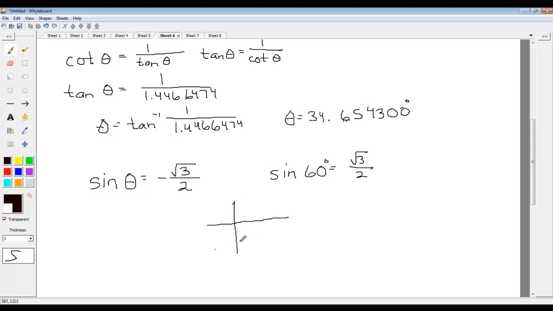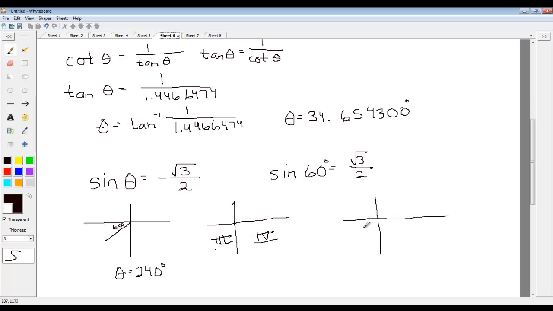Smart trig class. Quadrants 3 and 4, your sine is going to be negative. So if you've got a 60-degree reference angle here in quadrant 3, then theta must be 240 degrees because it's 180 plus that 60-degree reference angle. If you've got a 60-degree reference angle here in quadrant 4, then theta must be 300 degrees.